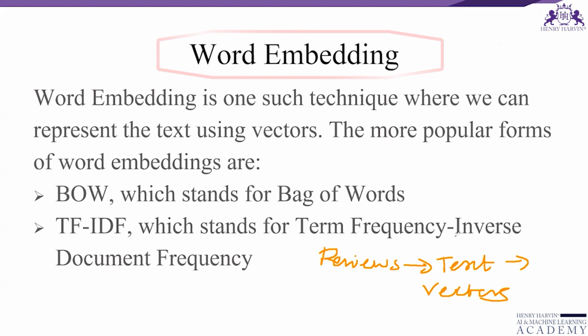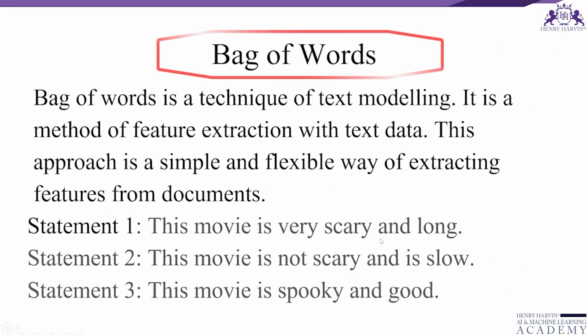The technique that we use here is called word embedding, where we can represent the text using vectors. We are going to look into two popular word embedding techniques. One is BOW, which means bag of words, and the second one is TF-IDF, which means term frequency, inverse document frequency. By the end of the video, you will be clear with both concepts. So let us try to understand what the bag of words model is.